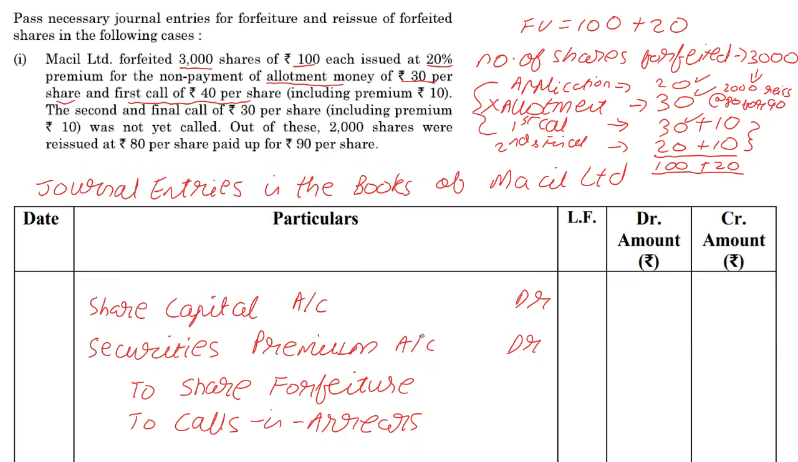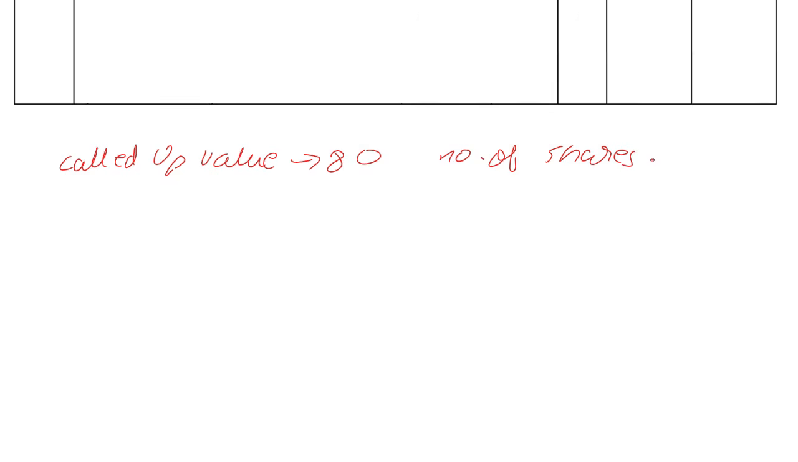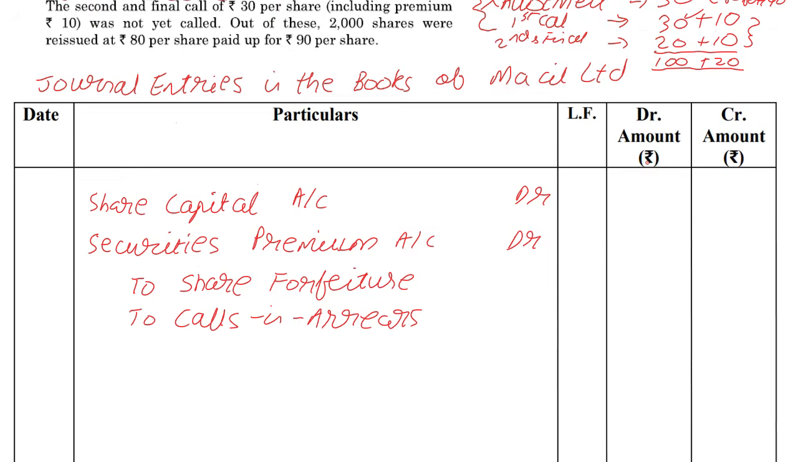So if we have a called up value of 80 and the number of shares is 3,000, we can multiply 80 into 3,000. We'll get 2,40,000.